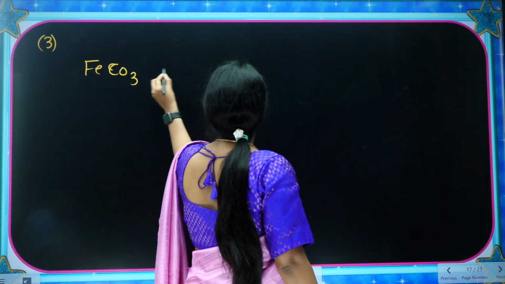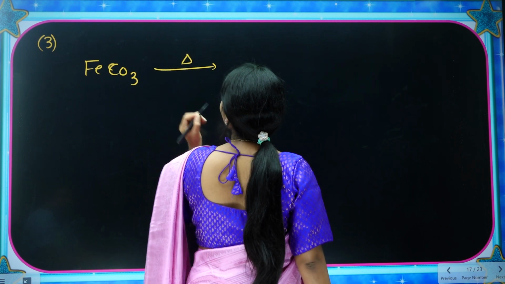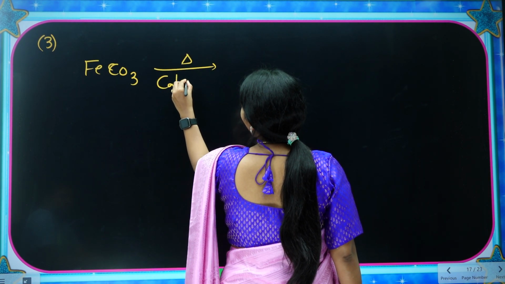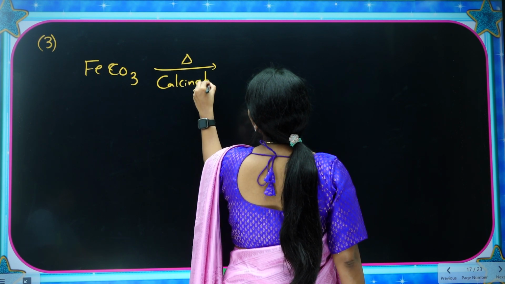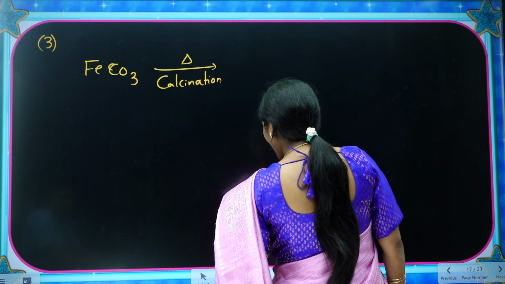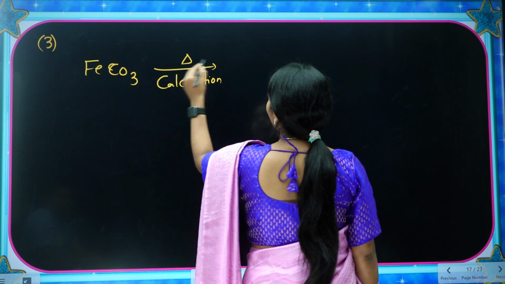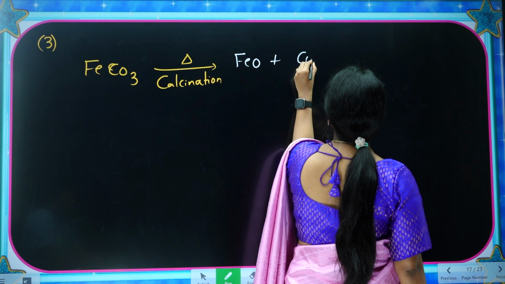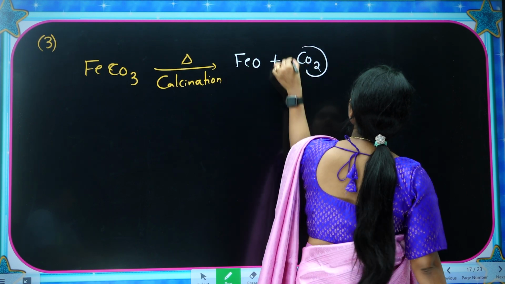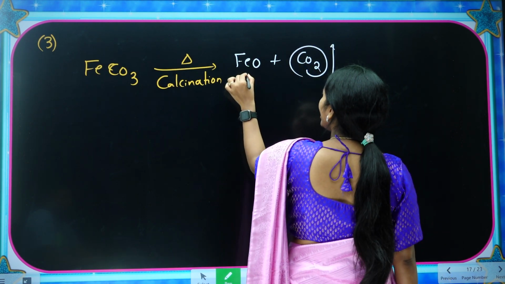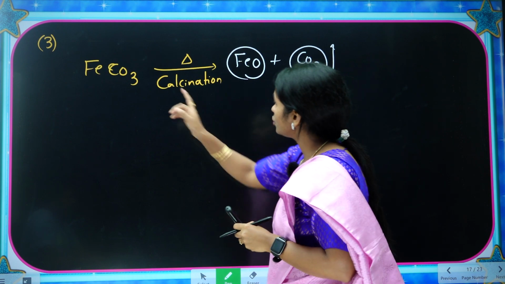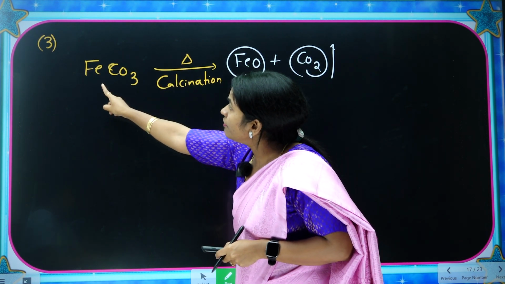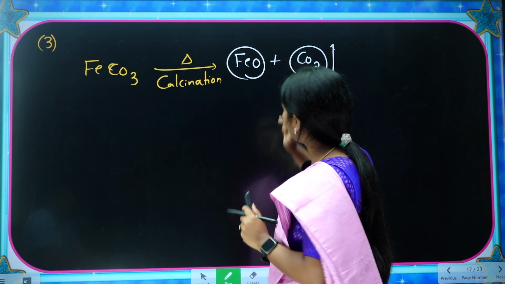What happens is, we heat it in the absence of air. We call it calcination. What do you mean by calcination? FeCO3 breaks into FeO plus CO2. This is a waste gas which goes out. We got FeO. Listen carefully, students. Calcination means heating the ore in the absence of air. When we heat this, it converts into FeO.